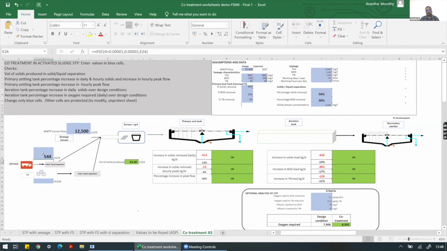Still it says 544. So this is based on our simulation. We found 544 KLD. When I do solid liquid separation, the 544 KLD can be treated in the STP when it is receiving a 50% capacity. And when I don't have solid liquid separation, we will have a limit of 329. It's almost like 1.5 times or 2 times we can add additionally.